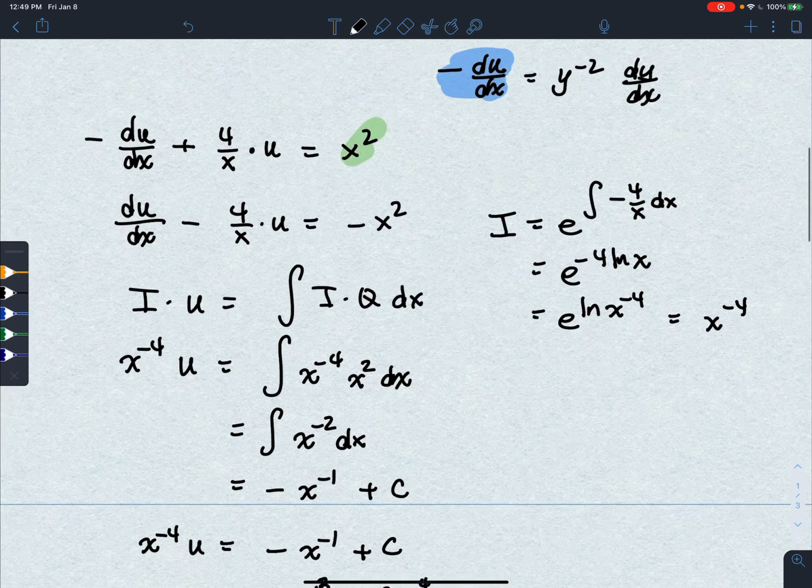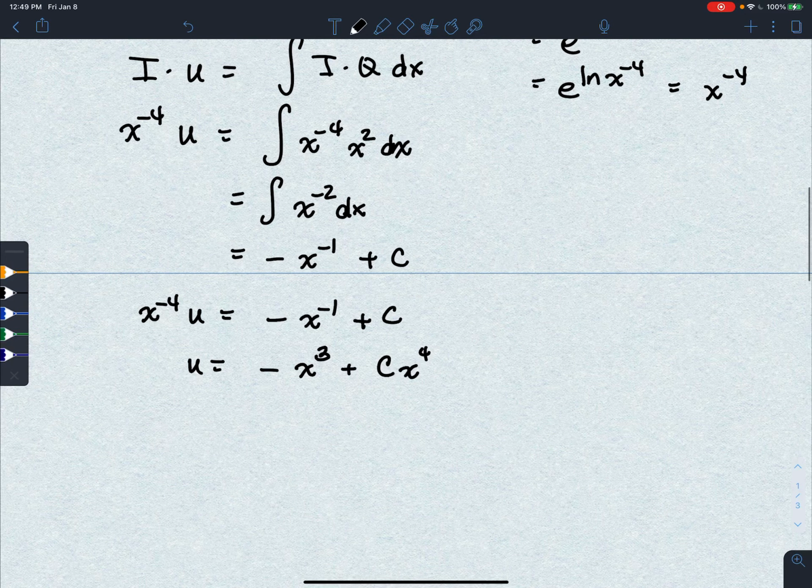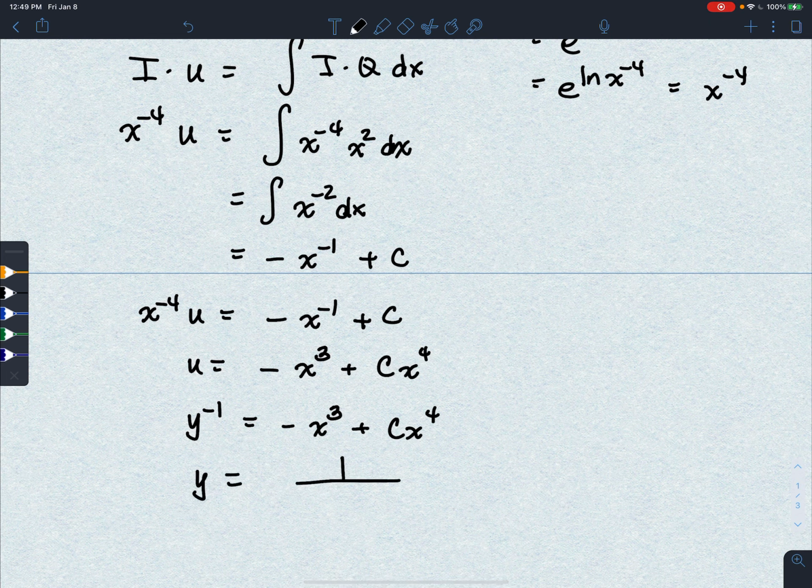Now what was u? u was y to the negative 1. So now bringing this back to the original variable, we have this. And truth be told, we could easily solve this for y because all that means is that the reciprocal of y is equal to this. So that means that y is equal to 1 over, I'm going to actually write it this way, c x to the 4th minus x to the 3rd.